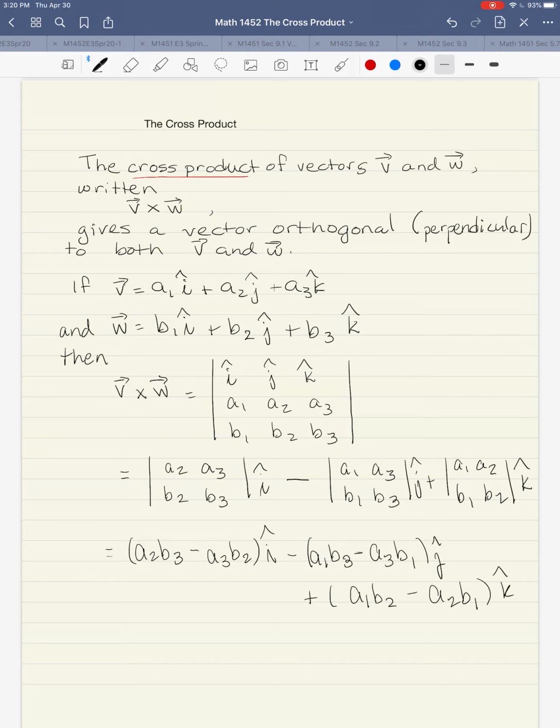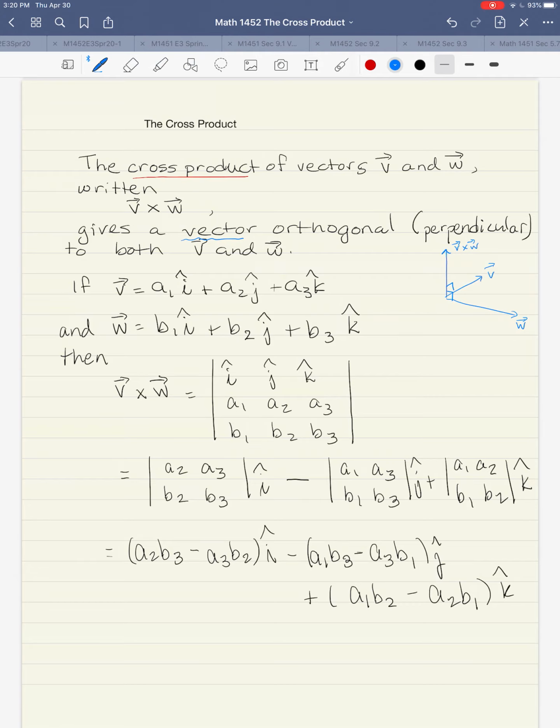The cross product between two vectors, v and w, yields a vector that's perpendicular to both vector v and vector w. So if you have vectors v and w in space, the cross product makes a right angle to both v and w. Remember that the dot product was a scalar. The cross product is a vector.